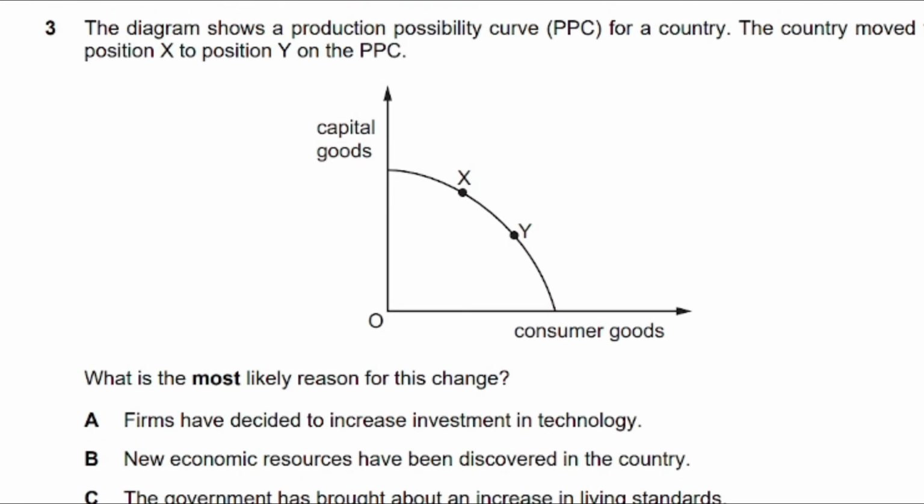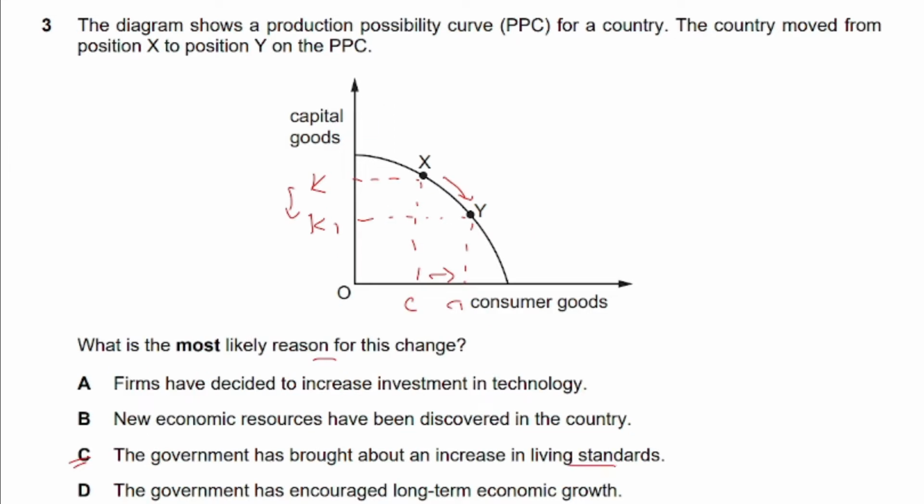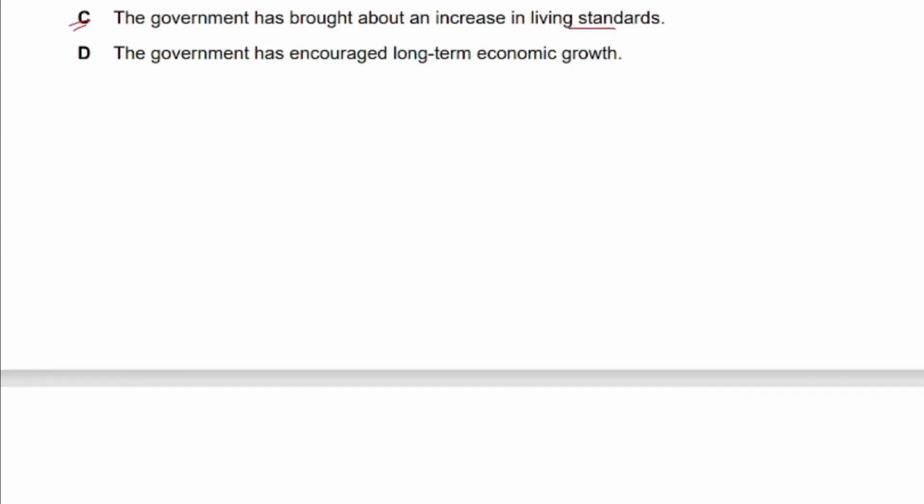Question number 3 is, the diagram shows a production possibility curve for a country. The country moved from X to Y. So at X, capital was this much, consumption was this much. At Y, consumption has increased and capital has decreased. So consumption is C1 now. Consumption has increased. So what is the most likely reason for this? The answer is C. The government has brought about an increase in living standard. So when we want to increase living standard, we have to increase consumption. So C is the correct answer.